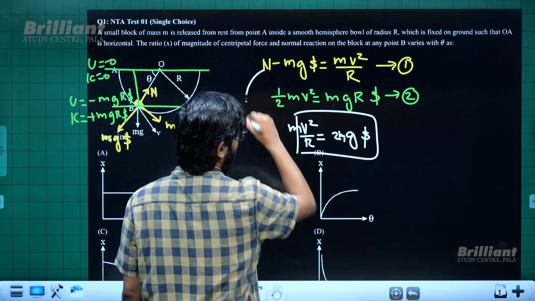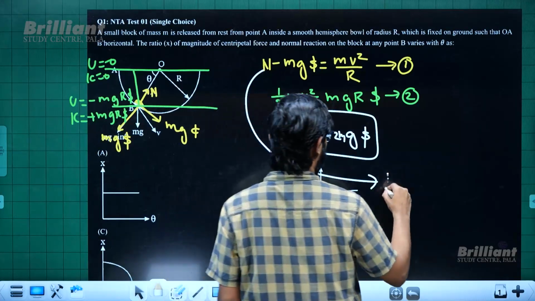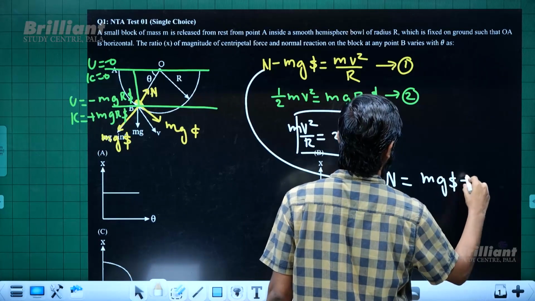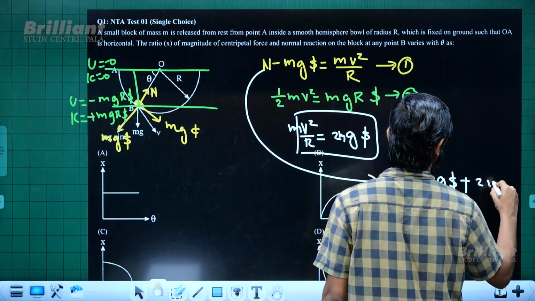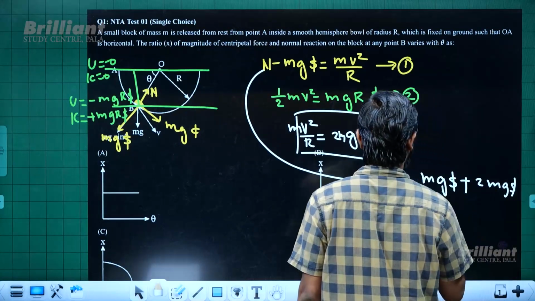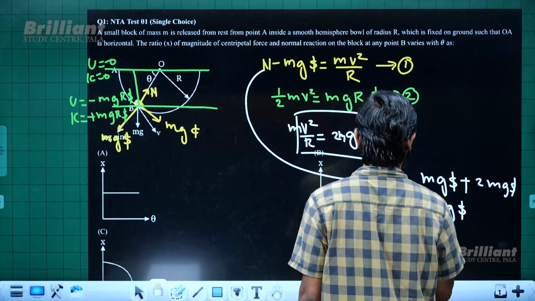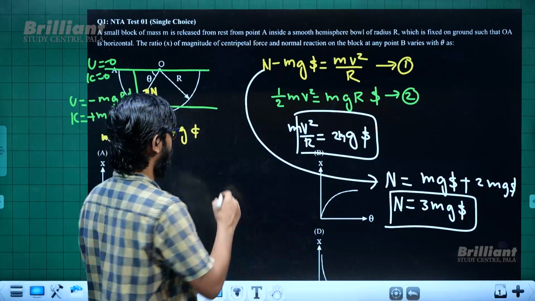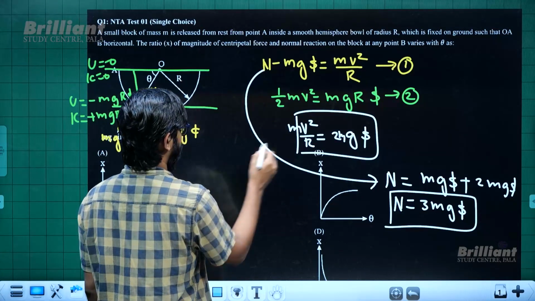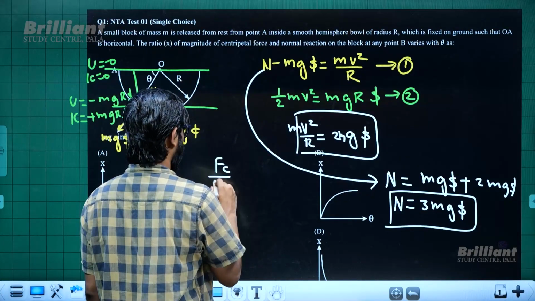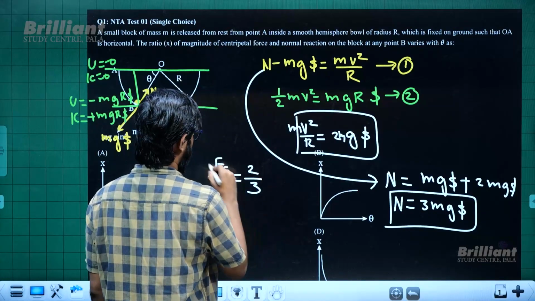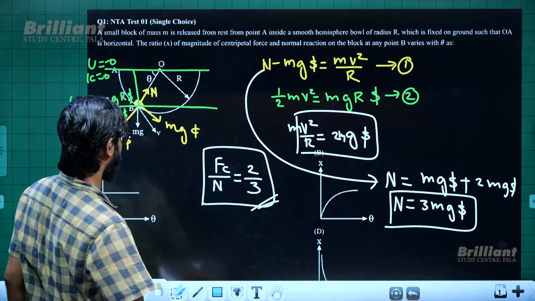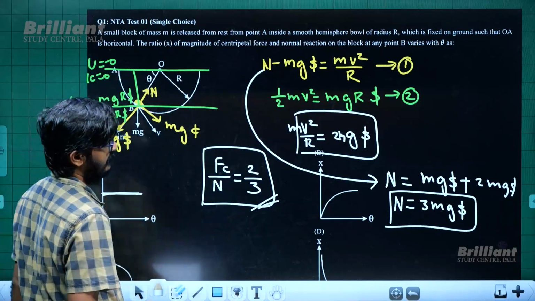Now what about normal? If I want to find normal, N equals this mg sin theta. When I take it to the right hand side, it will become plus mg sin theta plus mv square by r, which is 2mg sin theta. So normal is turning out to be 3mg sin theta. Normal is 3mg sin theta, centripetal force is 2mg sin theta. The ratio will be this by this, centripetal force by normal. Ratio will be 2 by 3, right? So how that looks, the ratio is constant, right? So it is option A.